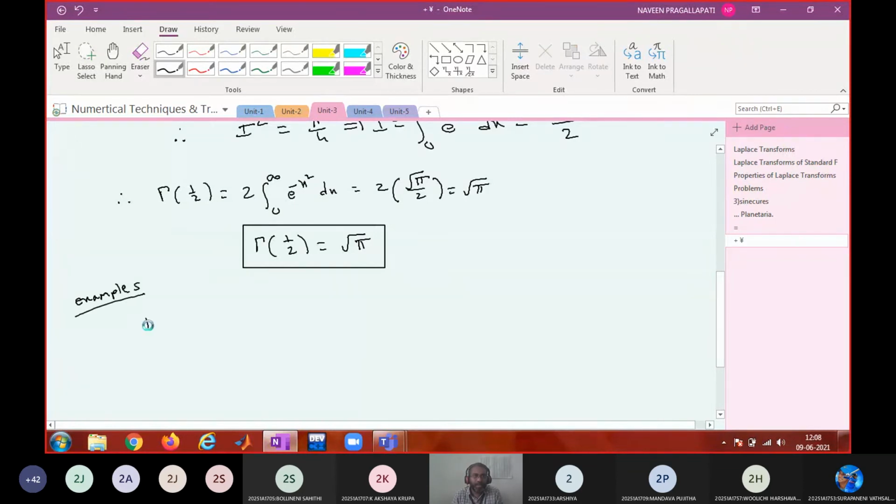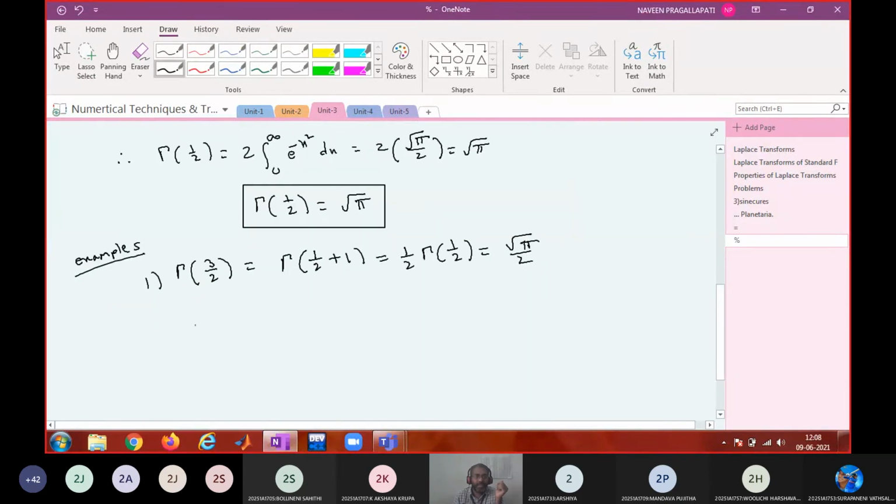Suppose I want gamma of 3 by 2. How can I evaluate gamma of 3 by 2? 1 plus 1 by 2. Yes, gamma of 1 by 2 plus 1, you write like this, because gamma of a plus 1 is a into gamma of a. So this is 1 by 2 times gamma of 1 by 2. And what is gamma of 1 by 2? Root pi.